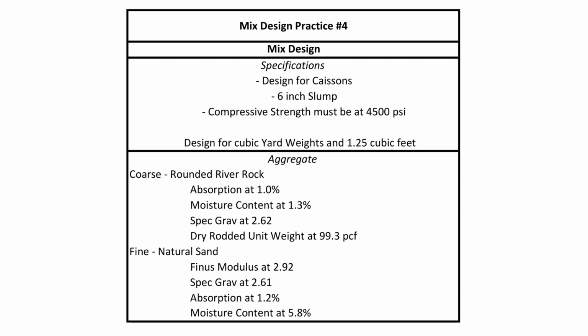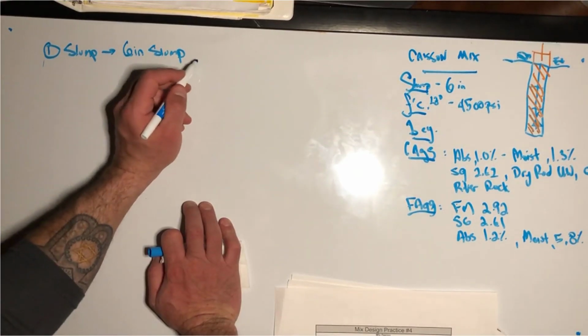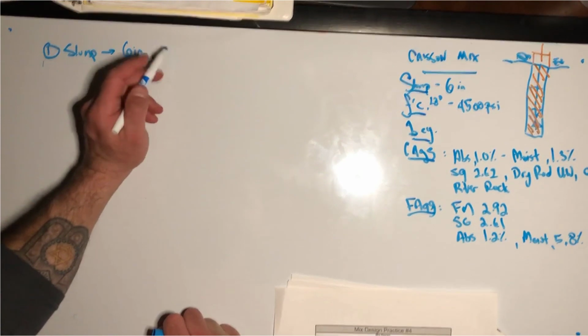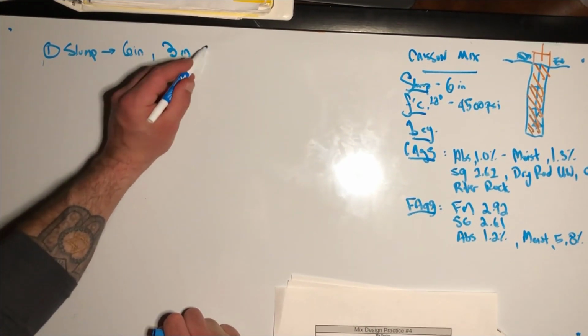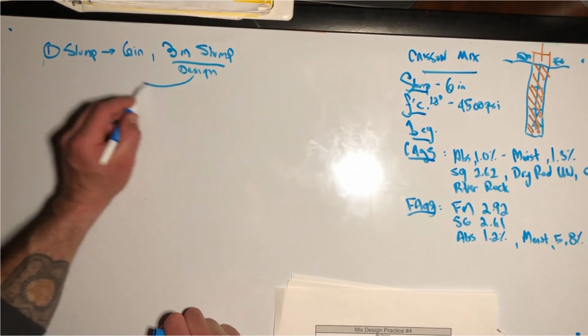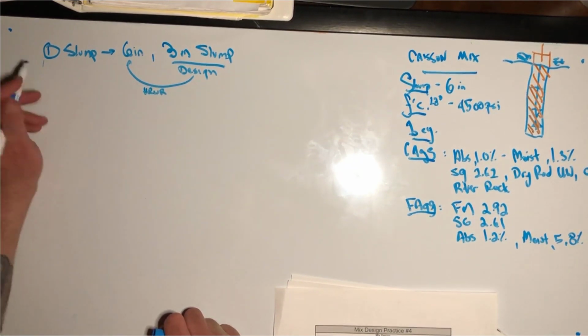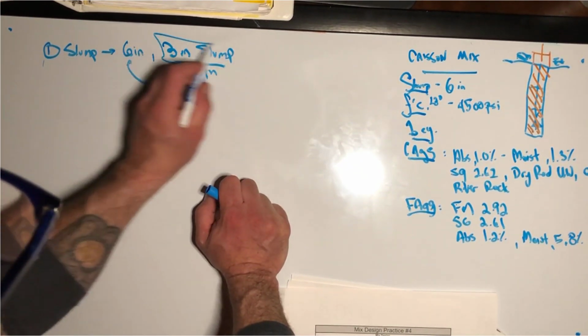All right, so we are going to use ACI 211. I have that off screen here. We're going to start with table 6.3.1. So step 1, our slump from table 6.3.1 is going to be, well, it doesn't matter because they give us a 6-inch slump. In the ACI, they have it listed as a 3-inch slump. And what we could do is design for this and then slump it up using a high range water reducer here. Okay, so that's number 1. So we're going to do a 3-inch slump.